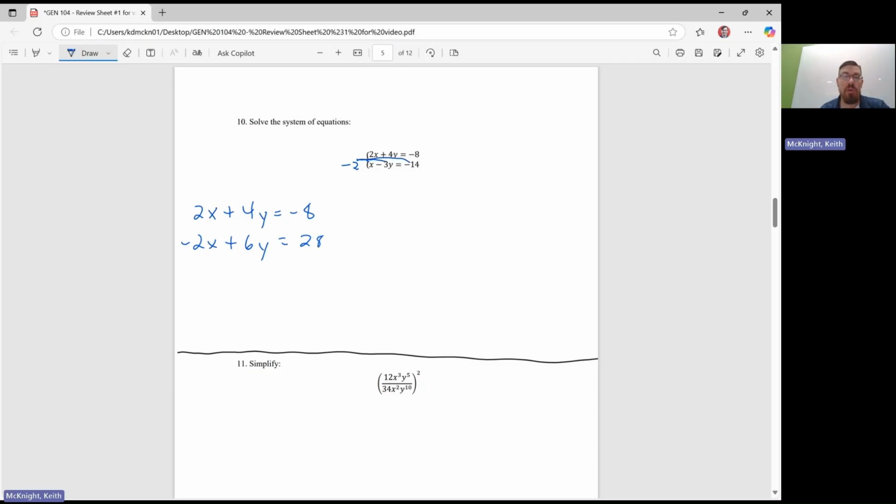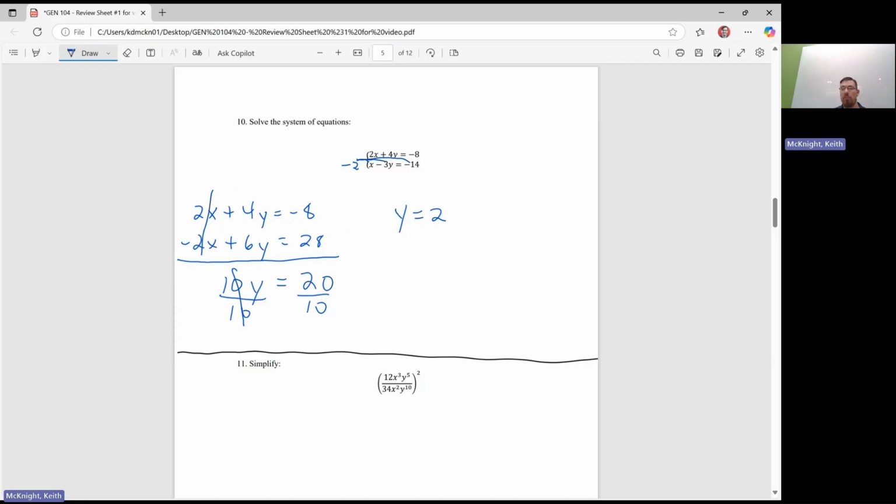So we're going to add these equations together now because we've created our pair of opposites that will add to 0. When we add these equations together, we're going to add straight down. So 2x plus negative 2x, that will go away just like we wanted. 4y plus 6y is going to be 10y. And then negative 8 plus 28 will be 20. So now we have an equation we can solve because we only have one variable. So we're going to solve for y by dividing both sides by 10. And if we do so, we're going to get the 10s to cancel, and that will tell us that y is equal to 2. So we have found half of our answer.